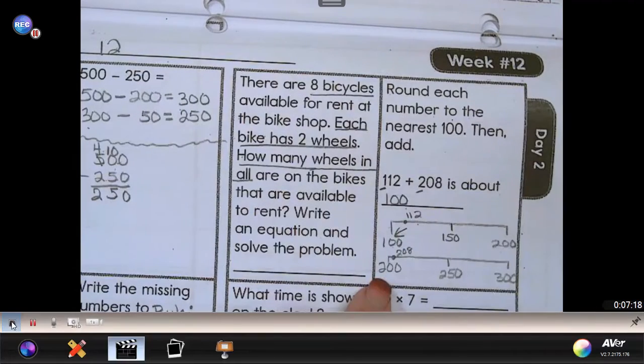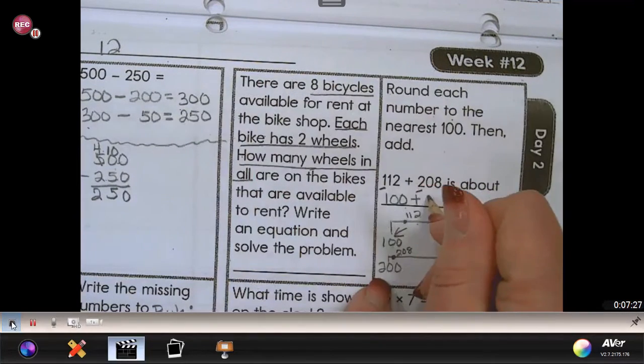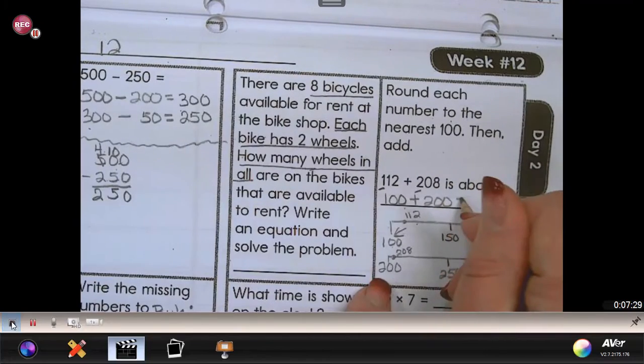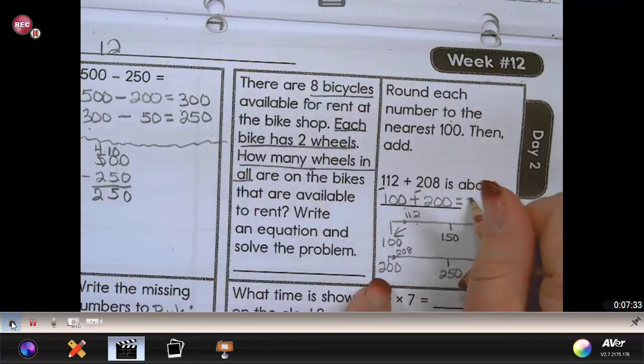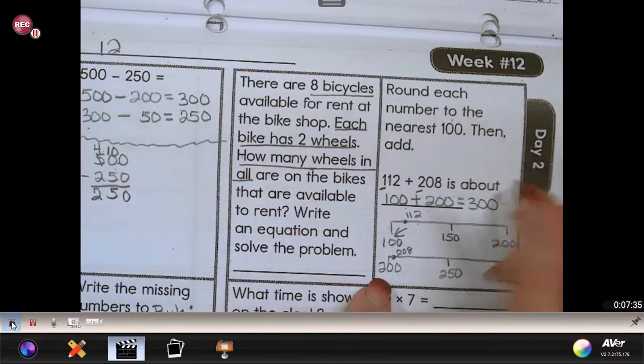Of course, I'm approximating or rounding to how close it is to 200, so 208 is going to round to 200. And when I add these together, my 100 and 2 more hundreds is going to give me 300.